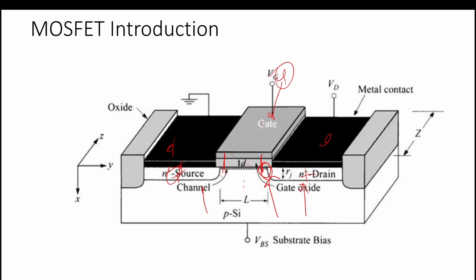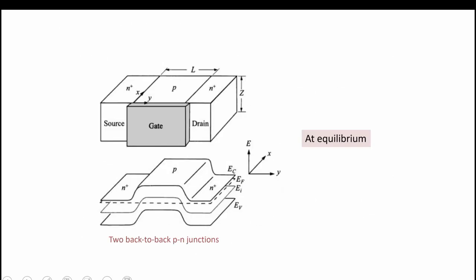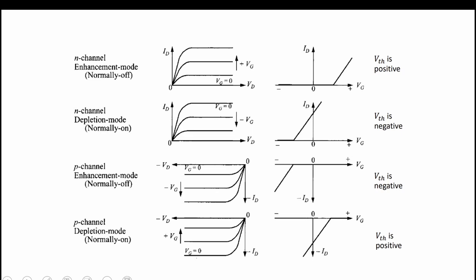Okay, so that we can make sure a proper channel is created below the gate, that can connect the source and drain. Okay, and there are different types of MOSFETs: N channel MOSFET, P channel MOSFET. This is the enhancement mode type of the N channel.